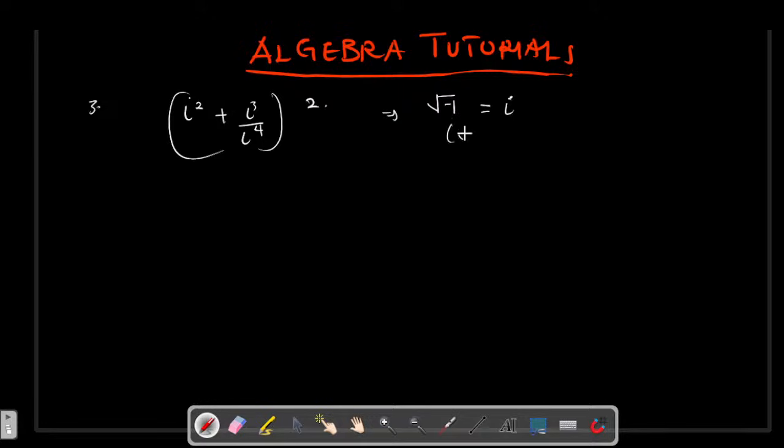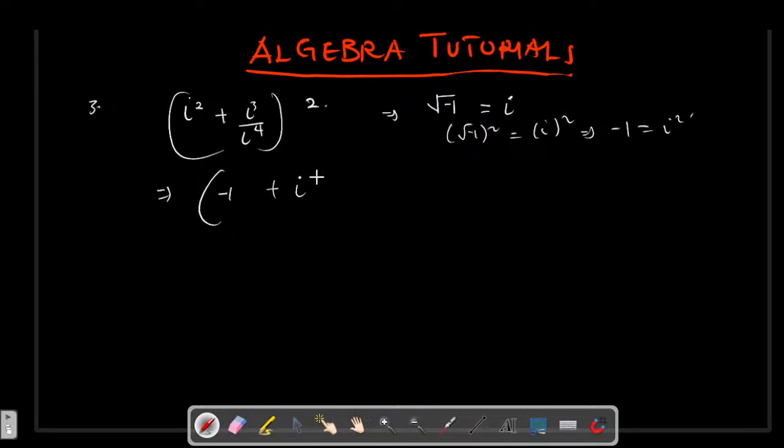Therefore, if I square both sides, I get -1 is equal to i squared. Meaning, anywhere you see i squared is -1, as simple as that. Now, look at our expression here. I have i squared here, meaning that is -1. Done. Plus, what expression we have here? i cubed over i to the power 4.